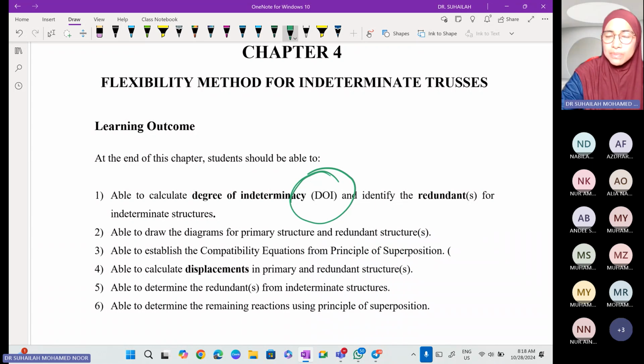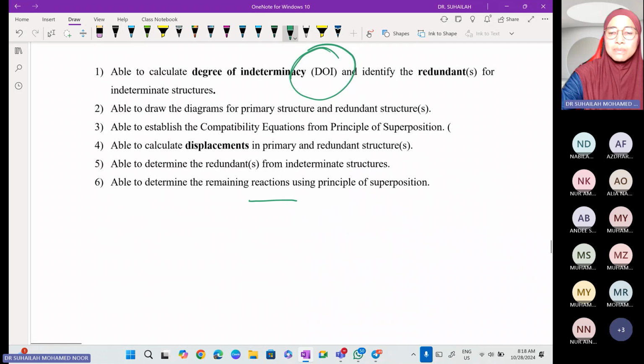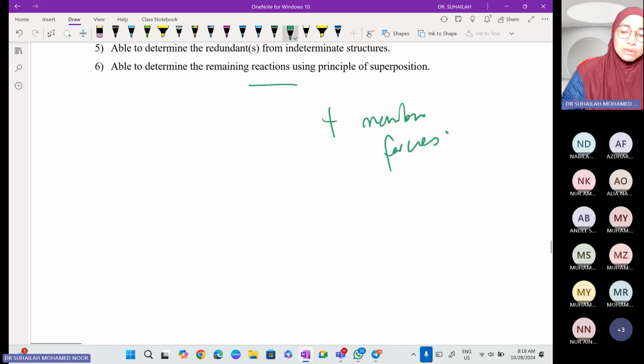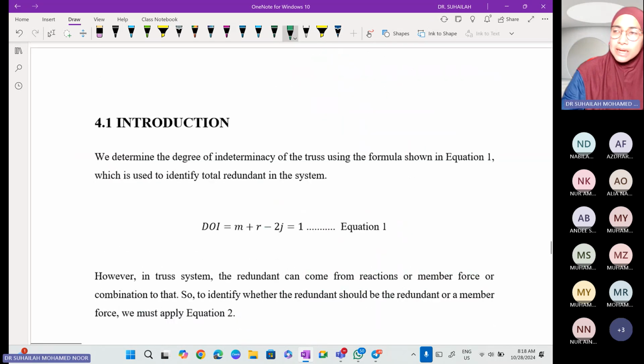By solving the compatibility equation, we will solve for the redundant. So once the redundant has been determined, then we can continue to calculate, this time not only the reactions, but also the member forces, the axial force in the member. Okay, so these are the things that we will analyze in the flexibility method for trusses. So this is all inside the module.